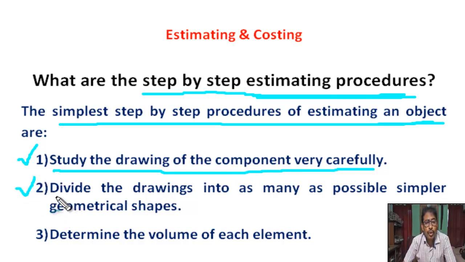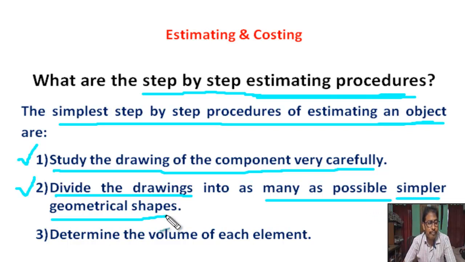Number 2, divide the drawing into as many simpler geometrical shapes as possible. That means the whole drawing is divided into simple geometrical shapes such as cubes, pyramids, cylinders, prisms, etc., whose volume can be determined by employing a mathematical formula.